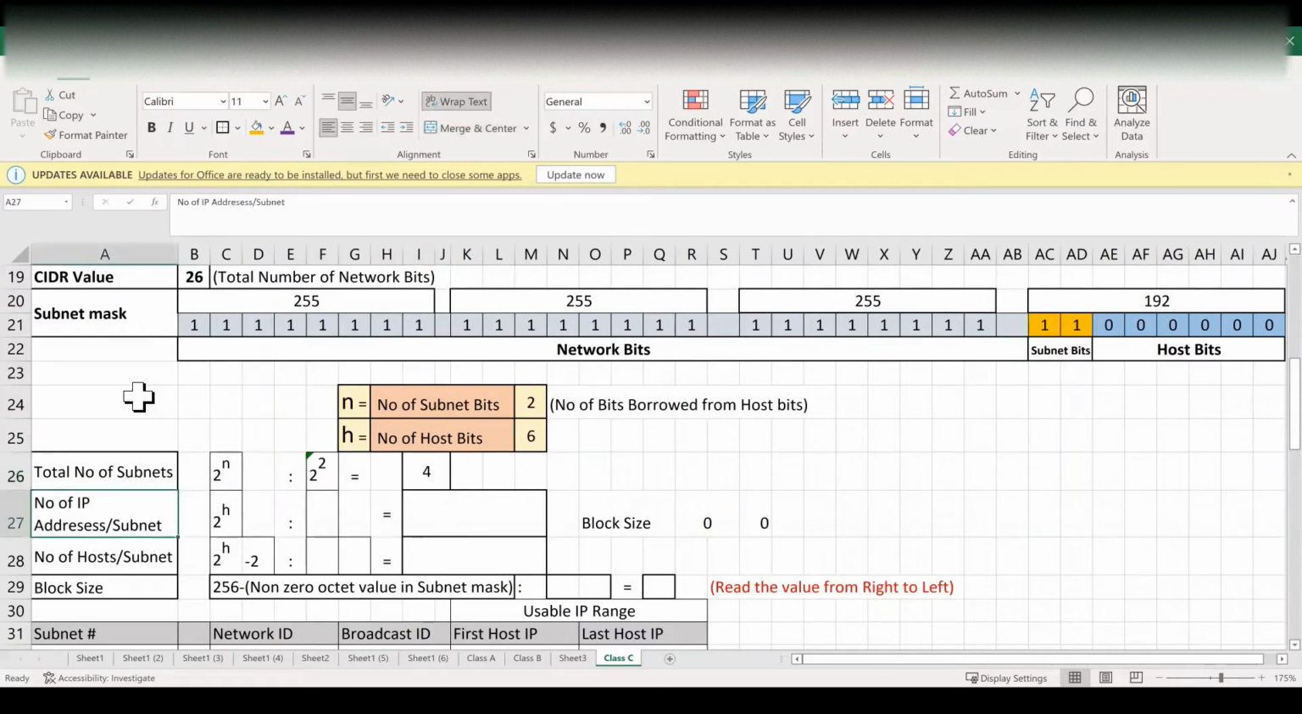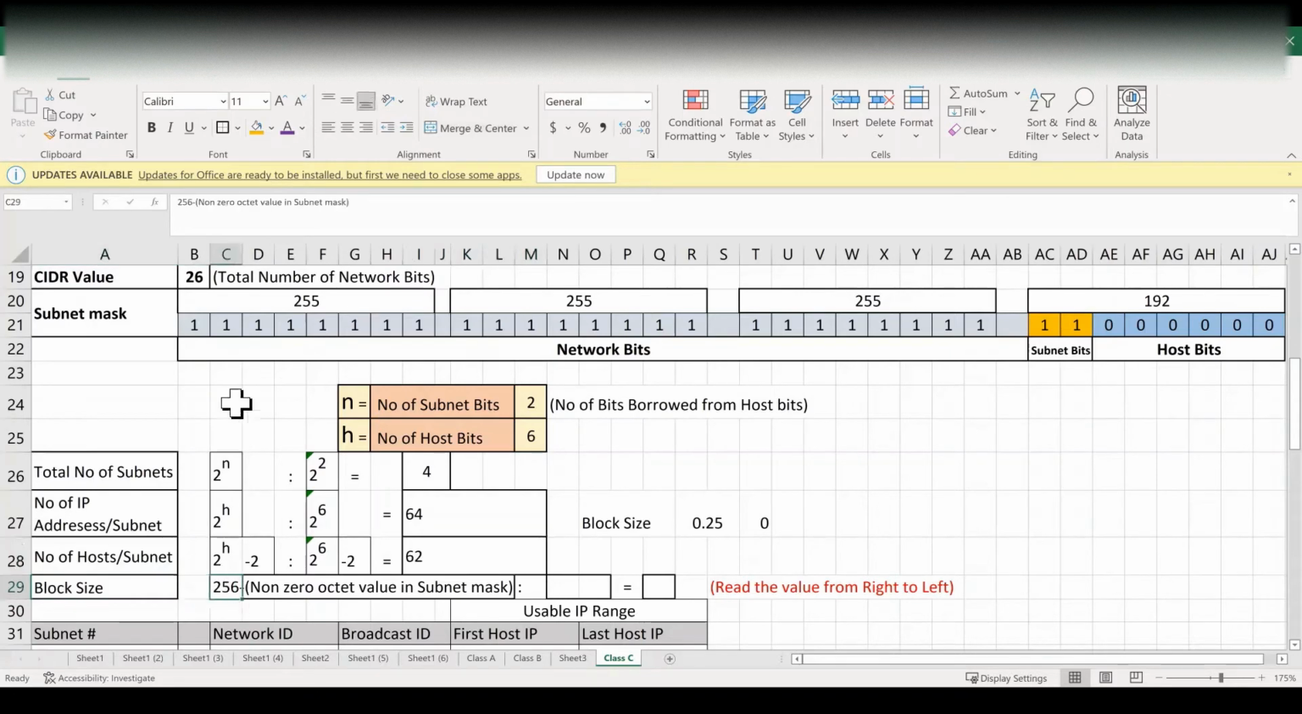Next, we are going to find out total number of IP addresses per subnet. The formula is 2 power h, where h is equal to total number of host bits. In our case, it is 6. So 2 power 6. The value is 64. Next, we are going to find out total number of hosts per subnet. The formula is 2 power h minus 2. So 2 power 6 minus 2. The value is 62.